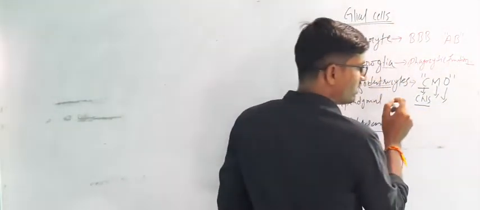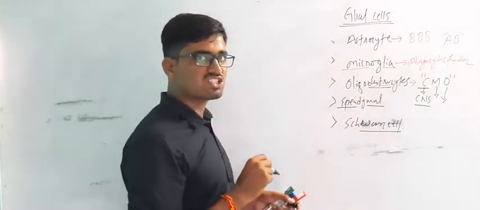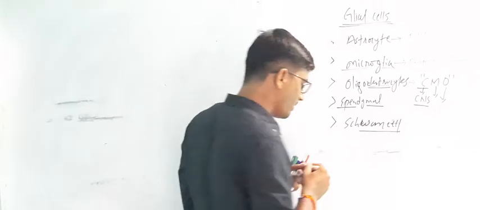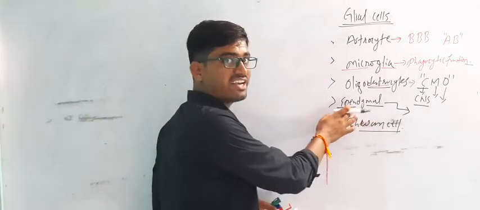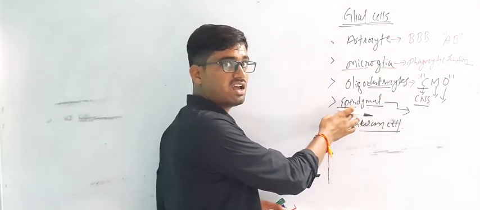Now ependymal cells. What is the function of the ependyma? They line the ventricles. Ependymal cells are present in the ventricles. And the last thing is the Schwann cells.